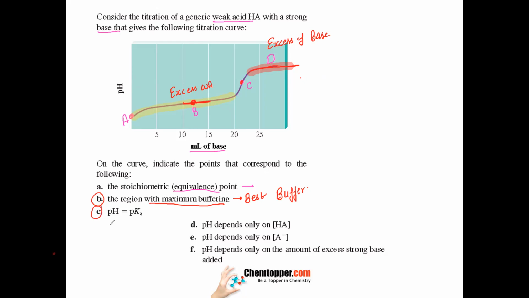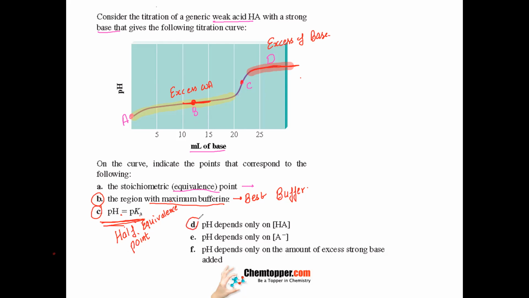Answer this, C. Where can you see this point? Are you answering this, Sanjana? Where can we see this point? Yes, same. Half equivalence point. I told you all the properties of the half equivalence point, which is a very important question in AP multiple choice questions. Half equivalence point is the best buffer. Half equivalence point has pH equals pKa. Half equivalence point is when half of the acid is neutralized.